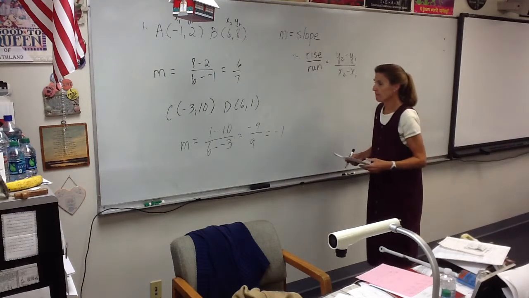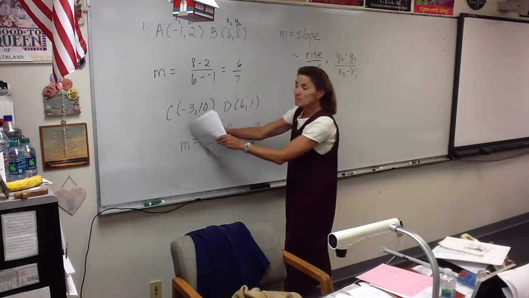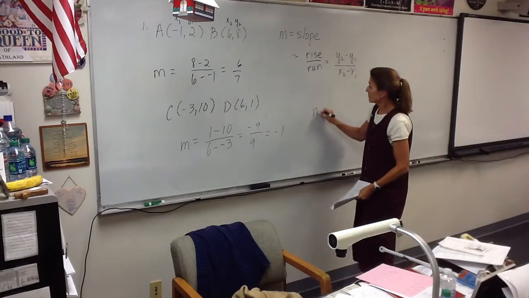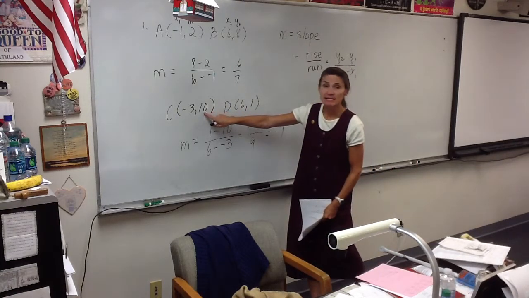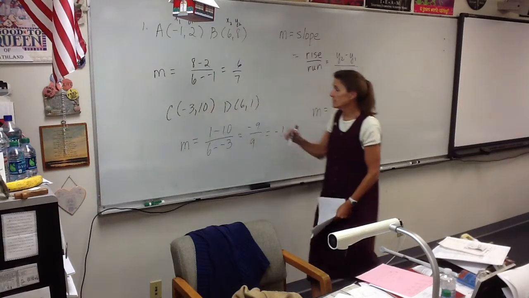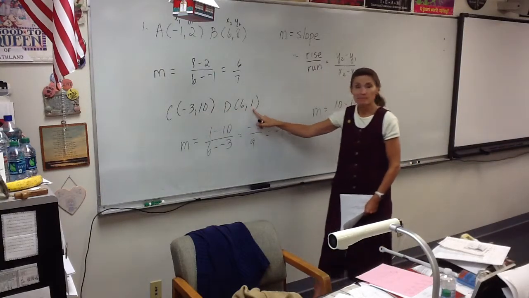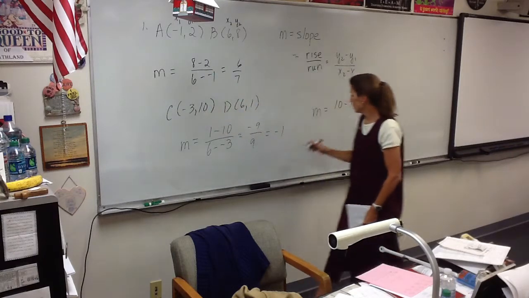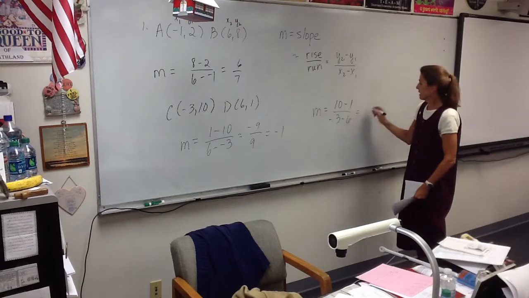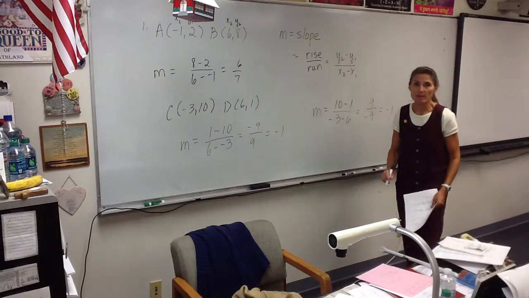Now I want to show you something, because you see it really doesn't matter if I take this as my first point and this as my second, or vice versa. In other words, what if I would have counted this as y2 and this as y1? Well, then my slope would be 10 minus 1, y minus y, over negative 3 minus 6. Now notice what happens. I get 9 over negative 9. I get exactly the same answer.